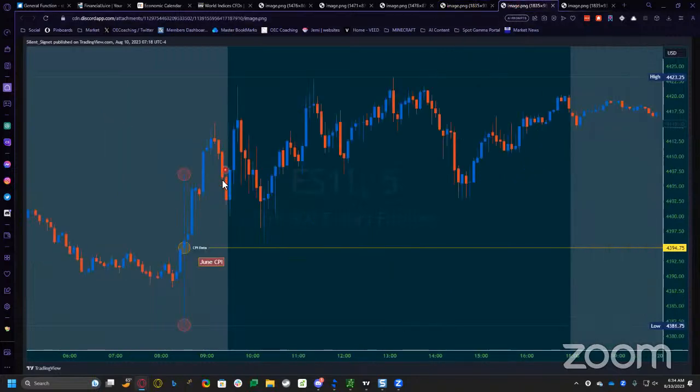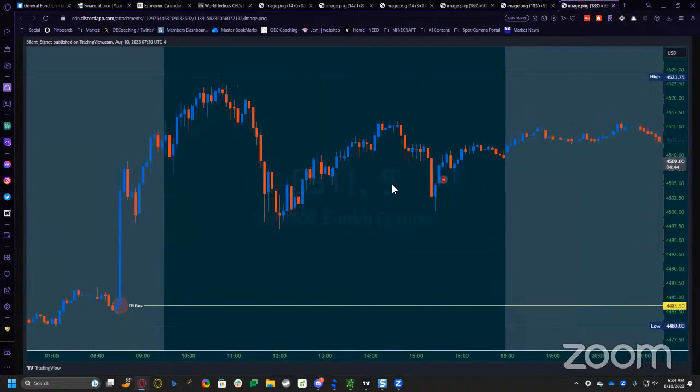Here's another example of what we don't want to see. This is June CPI. So big wicks on each side, starting and stopping very close to the same point. This is not what we want, right? It's not the droids you're looking for.